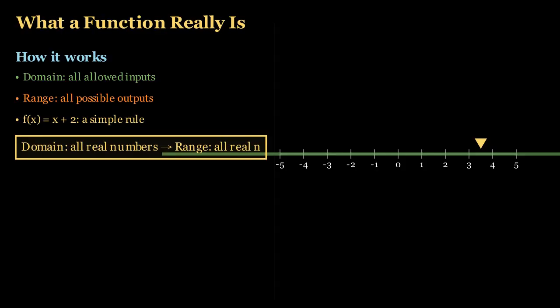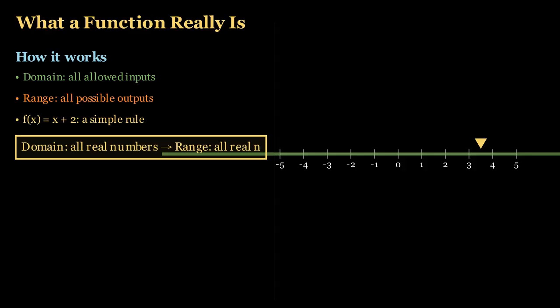Let's use our function idea to solve a real problem. What is the area of a square? You know the rule: area equals side length times side length, or s squared. This is a function. The input is the side length, which we'll call s. The output is the area, a. The rule is a of s equals s squared.